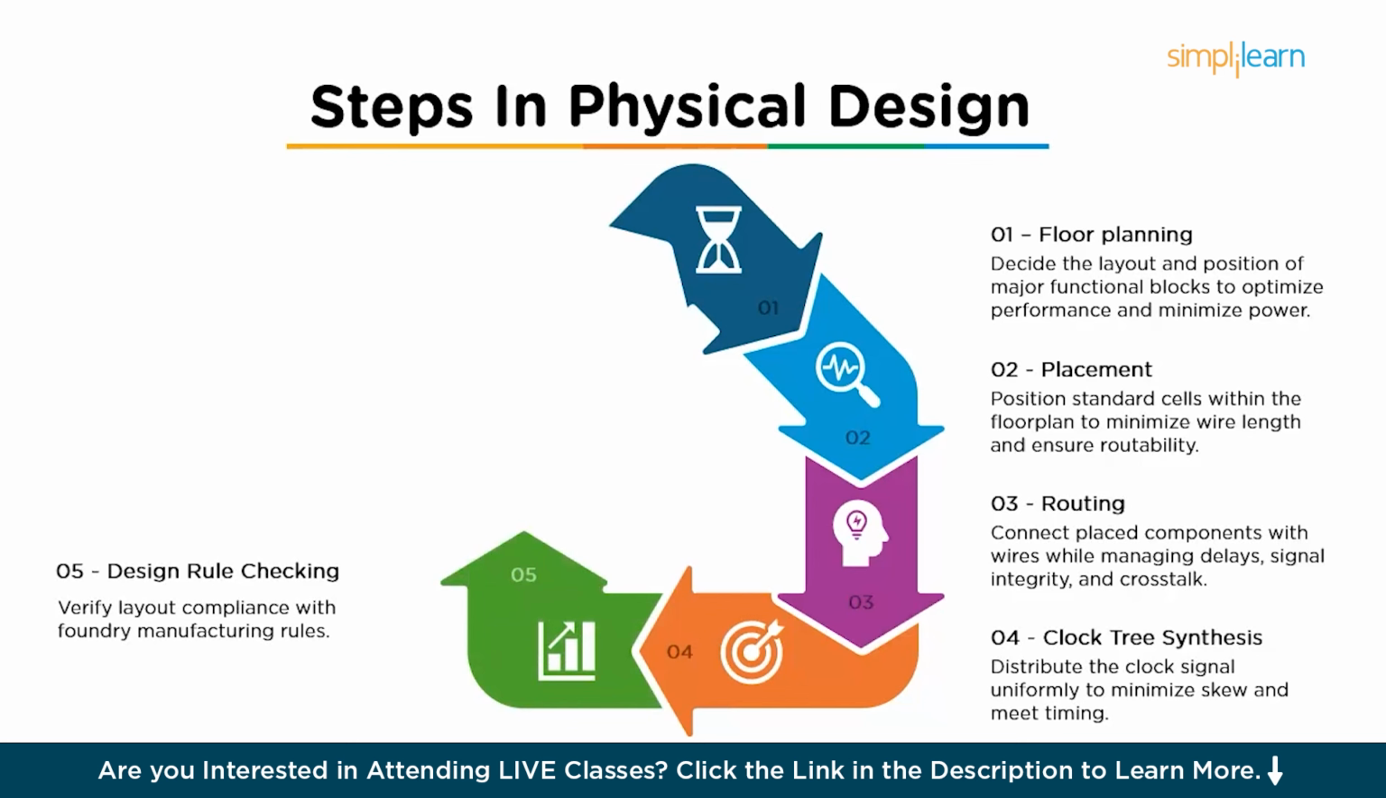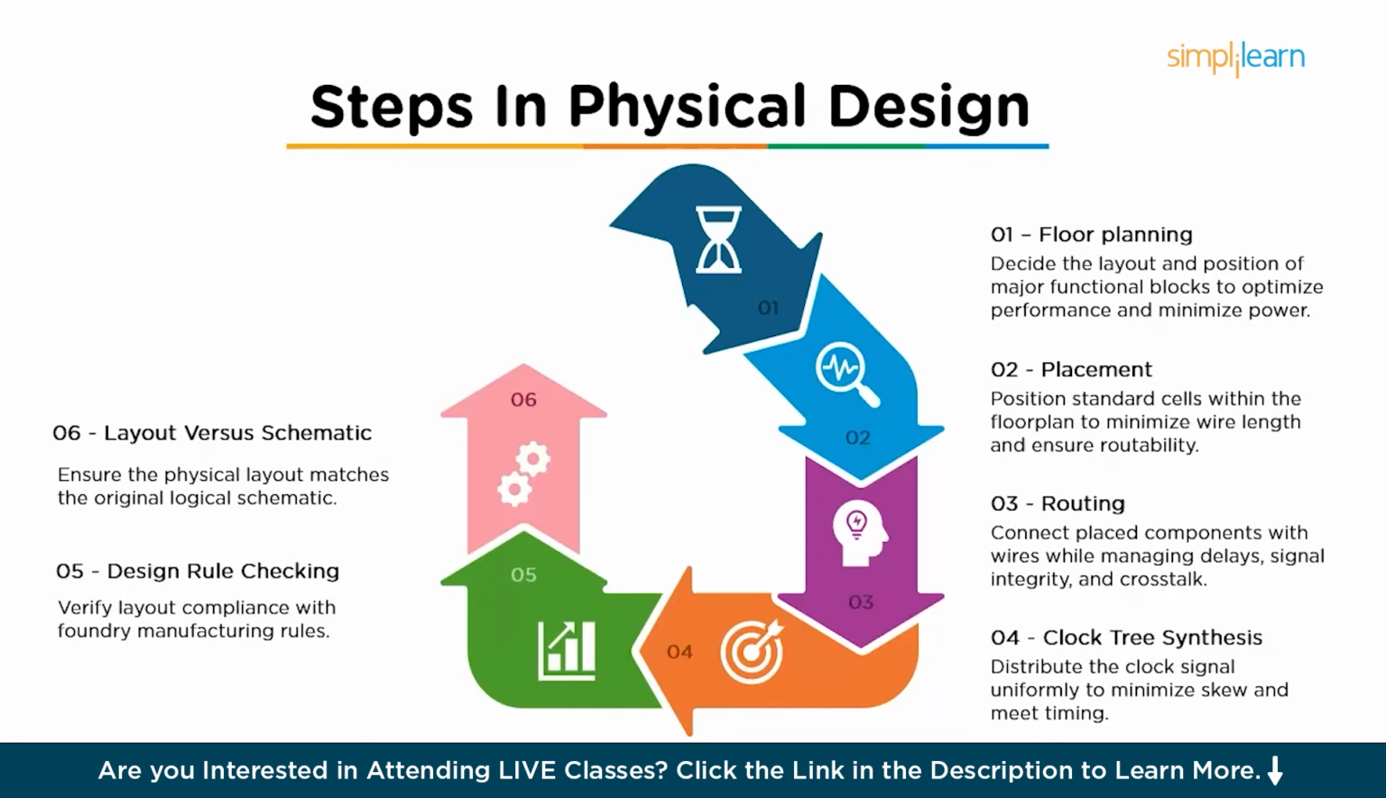Then comes design rule checking. So design rule checking is a process of verifying that the physical layout complies with the manufacturing rules of the foundry that will produce the chip. These rules ensure that the layout is manufacturable and that there are no issues that could cause defects during fabrication, such as improperly spaced layers or wires.